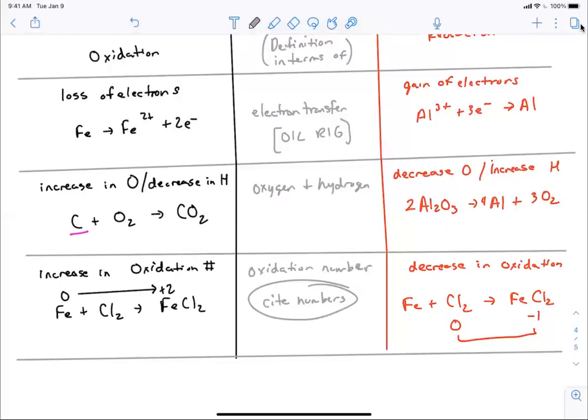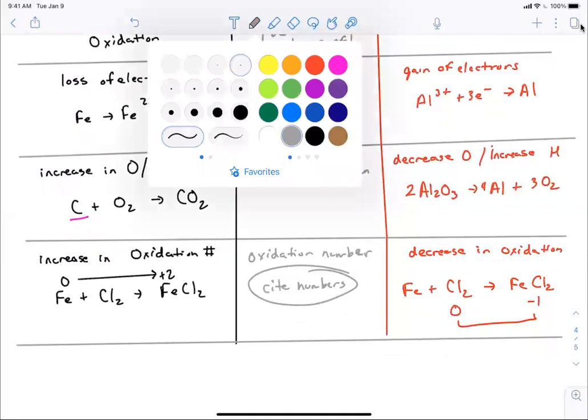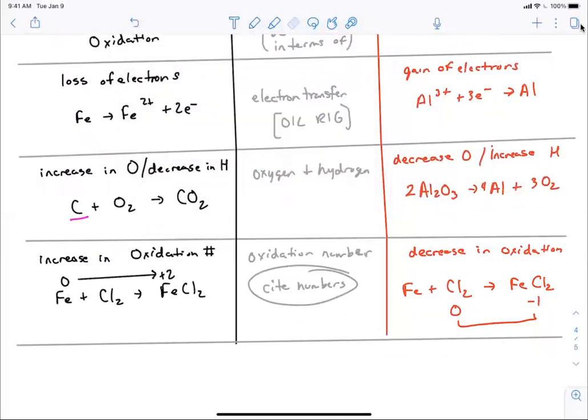Yeah, because you're talking about the carbon gaining oxygens bonded to it. So the carbon itself is oxidizing because it's bonding to more oxygens than it did originally. You'll see this in organic a lot. For example, and I'll address this here because I think it is important.